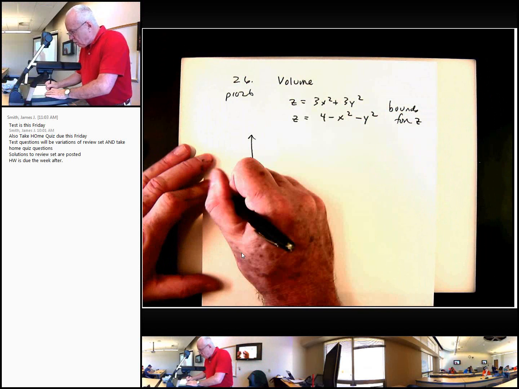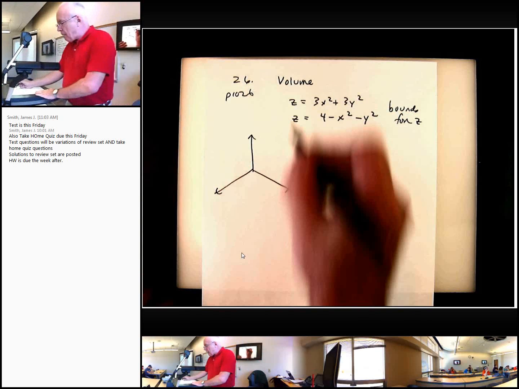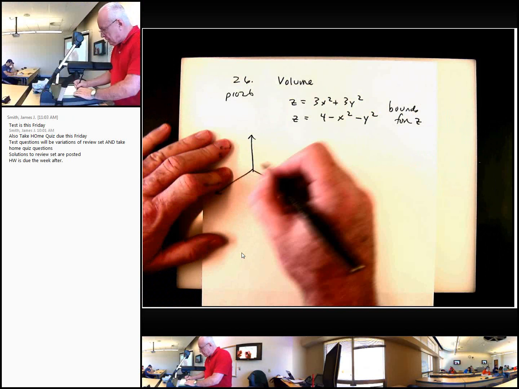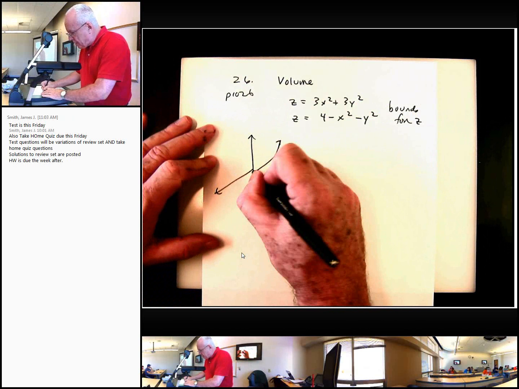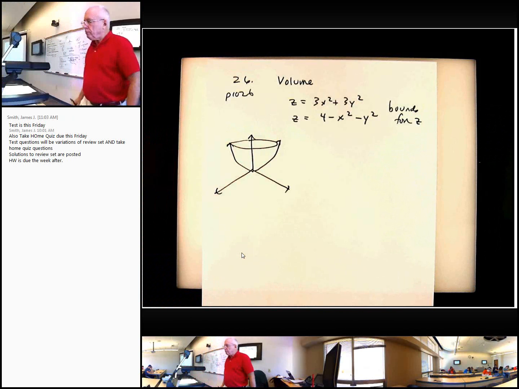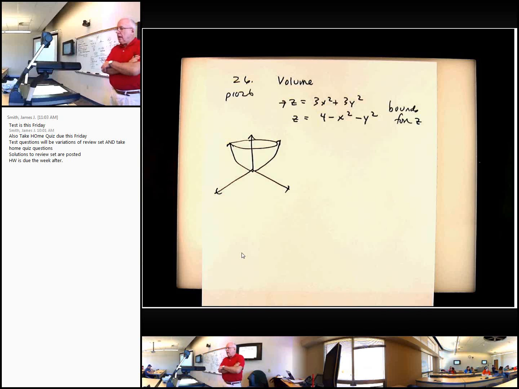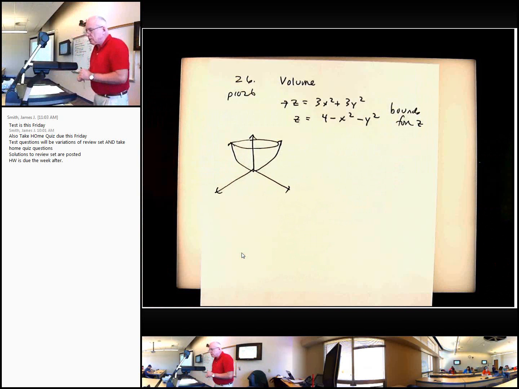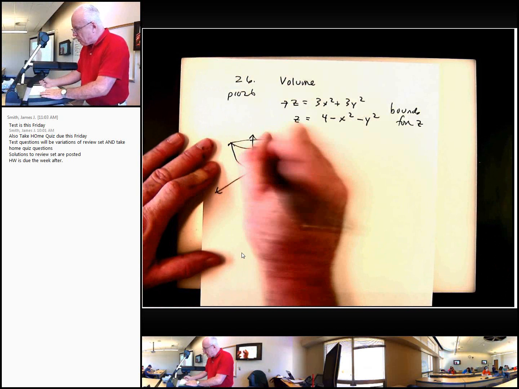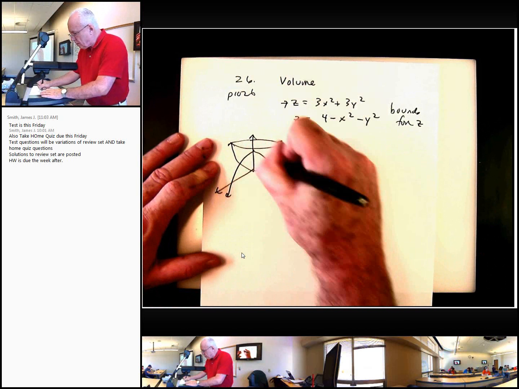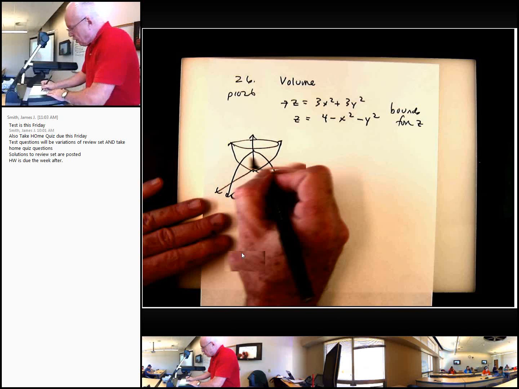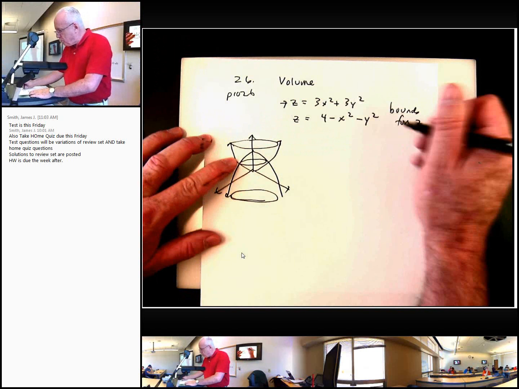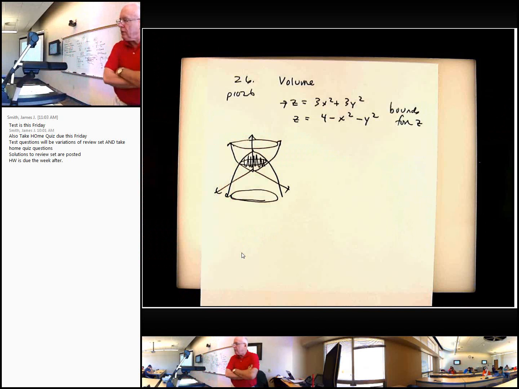It can help to draw a quick little diagram of this thing. This top one, z equals 3 times x squared plus y squared, is a paraboloid that goes up like this. The other one, 4 minus x squared minus y squared, starts like this and is a downward paraboloid. So we're talking about bounded by both of these, this area right in here that's trapped within both of those.